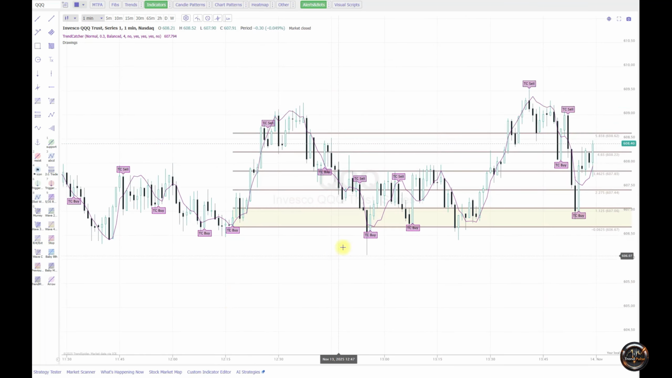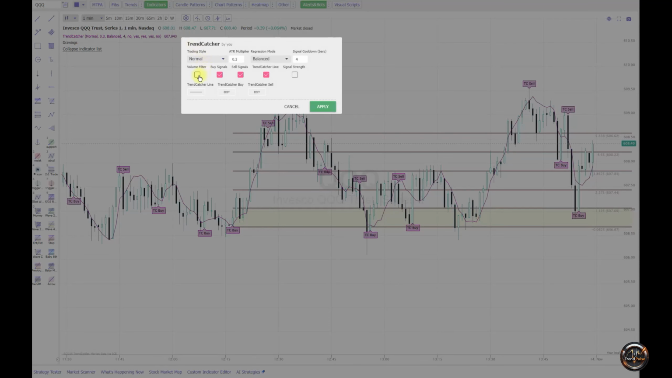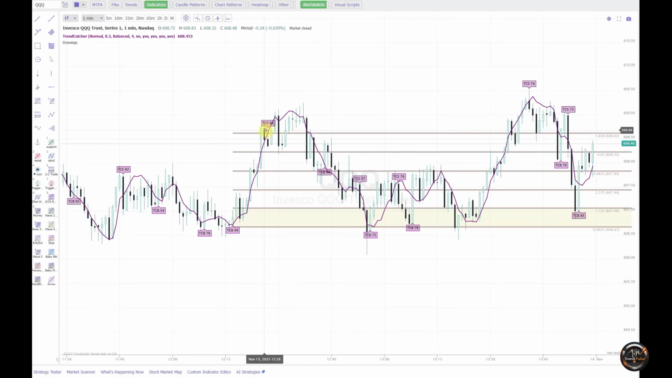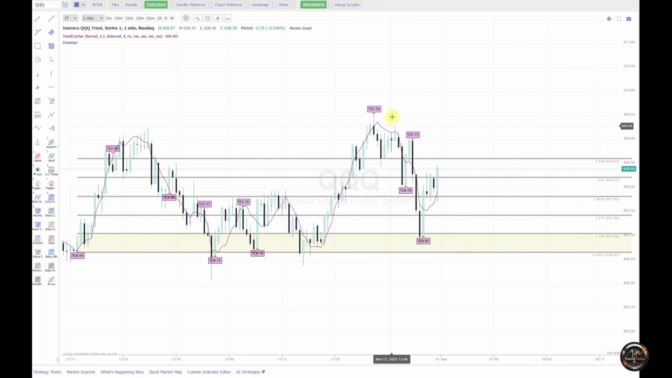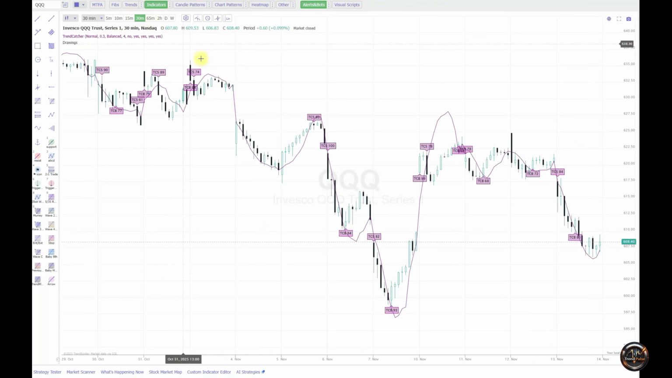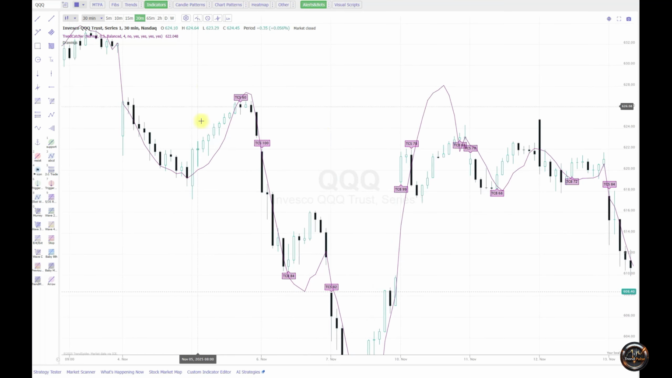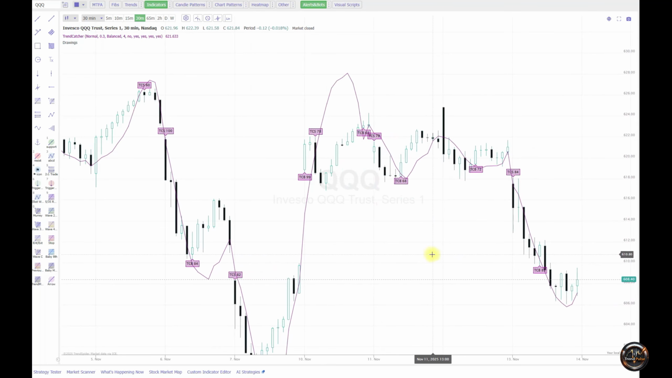Now I want to talk about signal strength. So we're going to go to the settings again. Click settings, signal strength, and that is going to change the labels. So you'll see TCS 86, TCB 78, TCS 74. What you're seeing are basically scores. So the higher the score, typically the more reliable the trade. So here you see a TCS, a short, of 80. This would be considered a very high trade. There's multiple factors that go into the scoring, but it helps to give you a little bit more confidence about the trade that you're entering into.